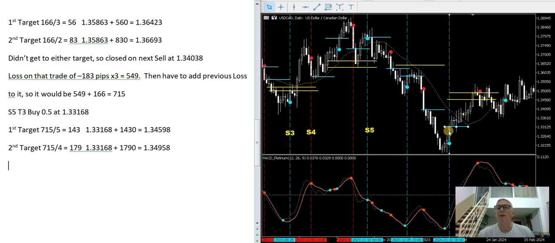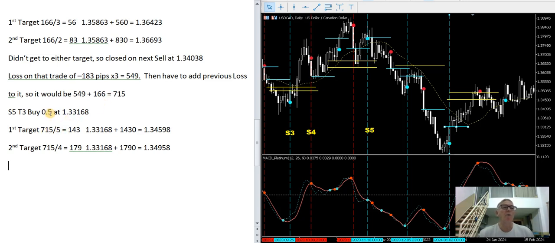S5, trade 3. So this is the third buy trade here. It's a valid buy signal. It's good. The price is closed below the 20 SMA, which is great. So what we're trying to do now is we've got our target 715.